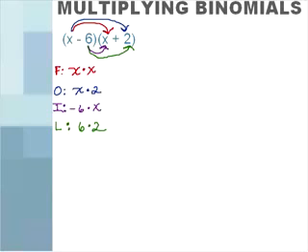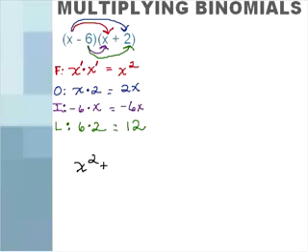Then you perform these multiplications. X times x is x squared, because remember I can combine to a single base and add the exponents. 2 times x will be 2x. Negative 6 times x will be negative 6x. And 6 times 2 is 12. And then I put these together by addition or subtraction, depending on the sign of the number. So I will have x squared plus 2x minus 6x plus 12.